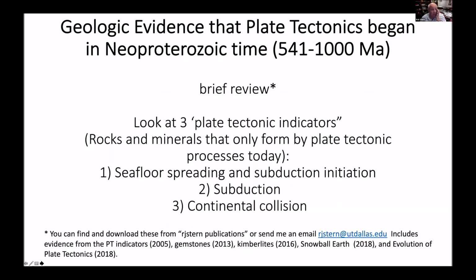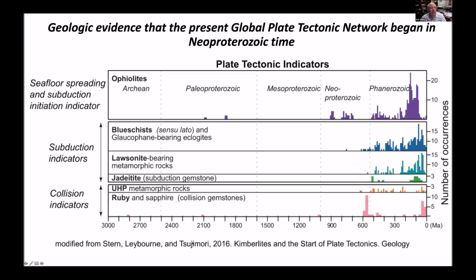So, briefly reviewing the geologic evidence that plate tectonics began in the Neoproterozoic: the three plate tectonic indicators are rocks and minerals that can only form by plate tectonic processes today. Those are the seafloor spreading and subduction initiation indicators, ophiolites, subduction-generated rocks, and continental collision rocks. You can find these publications online. The seafloor spreading and subduction initiation indicator are ophiolites.